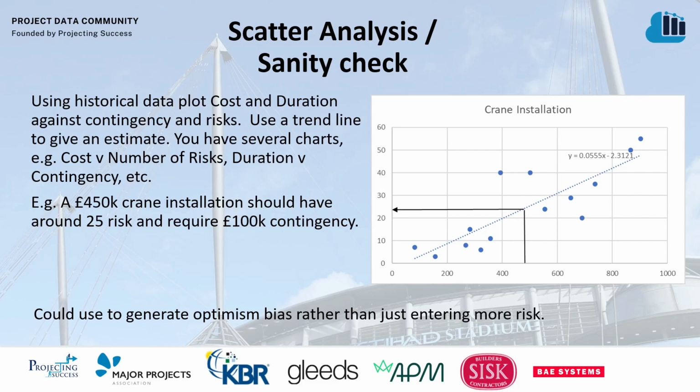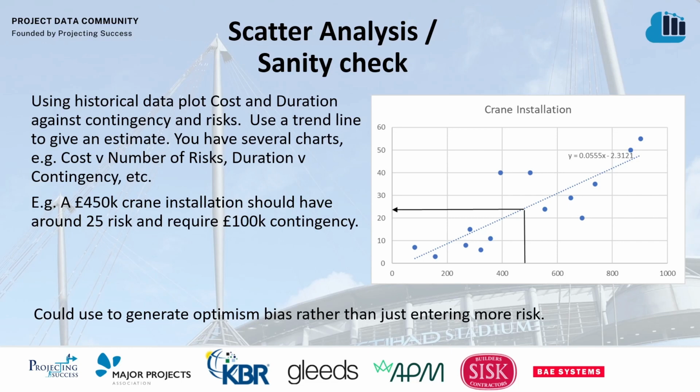A quick example: if it was a crane installation, based on a number of data points from previous crane installations, we can see here that a crane installation is typically valued at £420,000, and then typically it should have 22 risks. It's a made-up example, but it gives you some idea of how we can use this to do a sanity check, comparing it to our project and asking, for this type of project, do we have enough contingency?